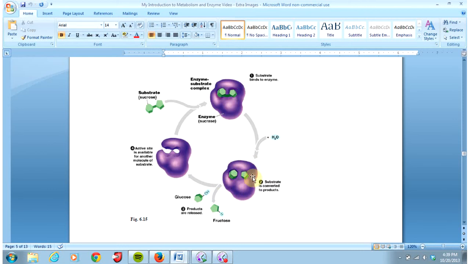Once the substrate has been broken down into our two products, glucose and fructose, it will release those products, and then our enzyme is totally unchanged by the process. It can be used again for that exact same reaction.